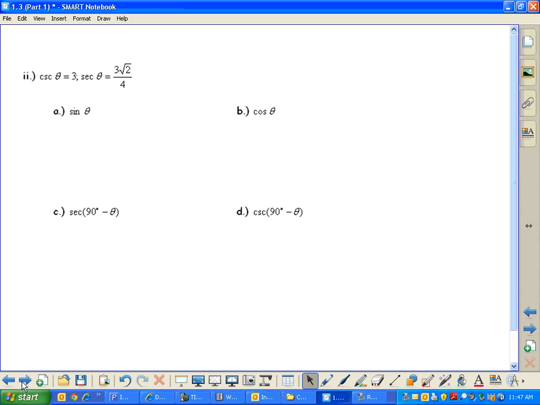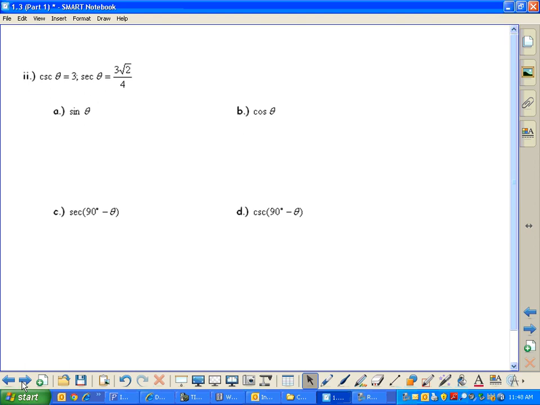These get a little bit trickier. It always does as you work down the page for the most part. So now we have cosecant of theta is equal to 3. And then we have the secant of theta is equal to 3 root 2 over 4. I think I'm going to start a little bit more basic. I'm going to start with C and D before we jump too far into the problem. Okay, part C.